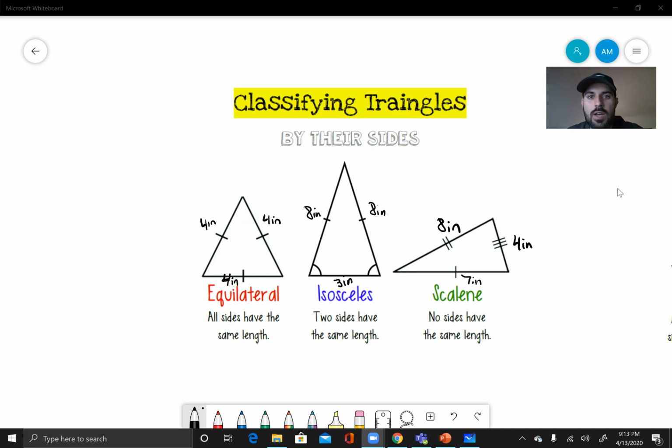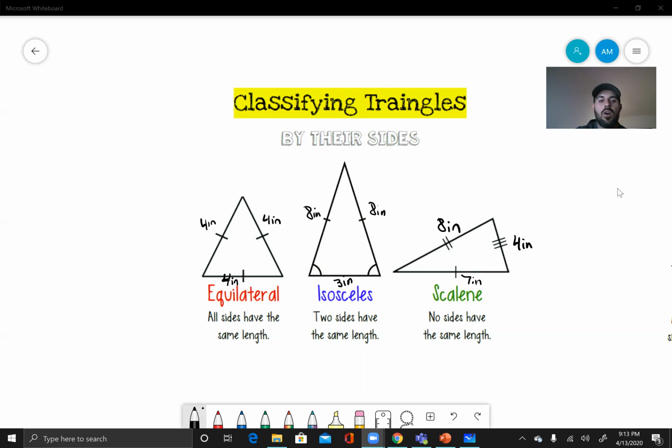So a triangle, like we know, is a 3-sided polygon. It has 3 sides, 3 vertices, and 3 angles. Once we have that triangle, to identify it more specifically, we're going to be identifying it by its sides and by its angles. Let's talk about sides first. Going from left to right, here are 3 types of triangles that we'll be classifying by their sides.